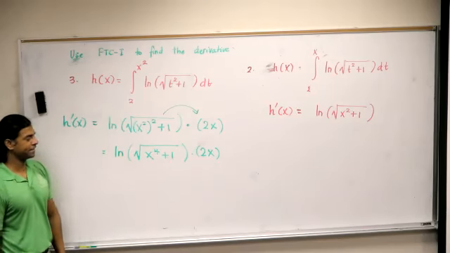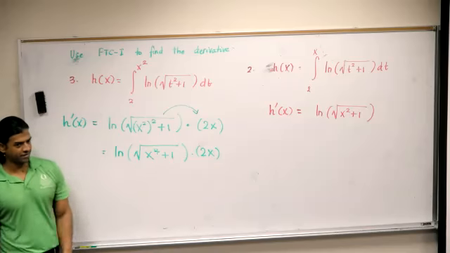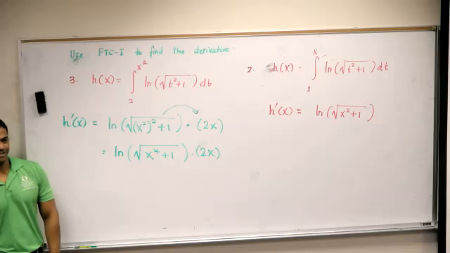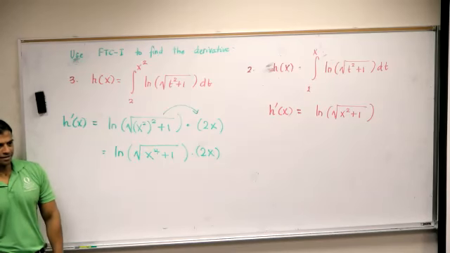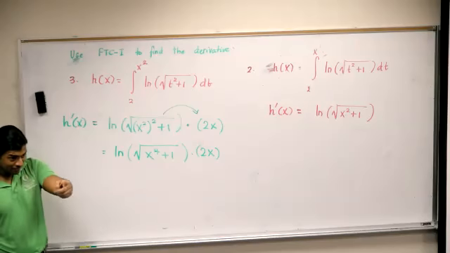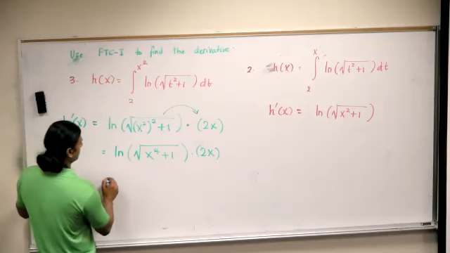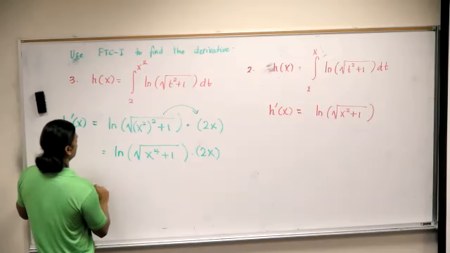If you know the properties of logarithms, we can rewrite it a different way. Oh, it's addition. So it'd be 2x over the square root. No, I'm wrong, right?